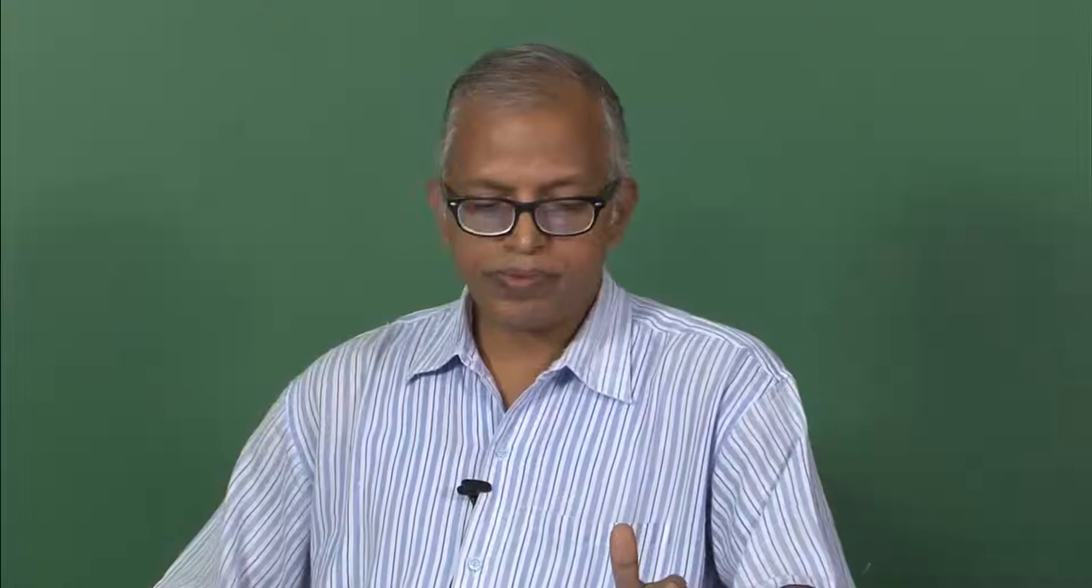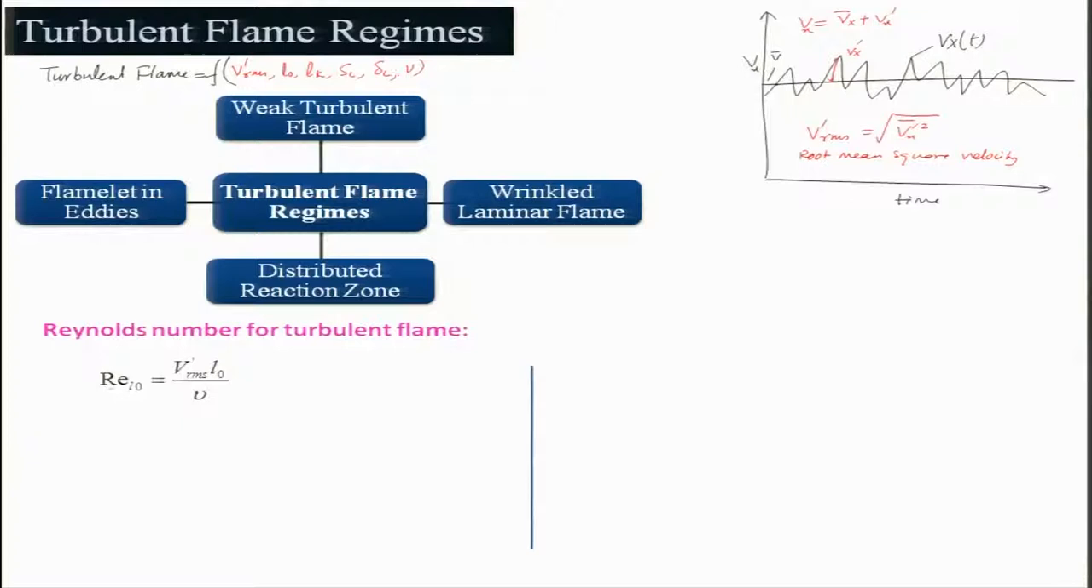So now when you talk about that, you will be looking at the Reynolds number for turbulent flame, and that is nothing but your Re based on the integral scale or the Taylor micro scale. Re is equal to V dash RMS L naught divided by nu. And that is the Reynolds number, because it will be very difficult to consider all those things, but you can put them into a non-dimensional form to understand what is happening.